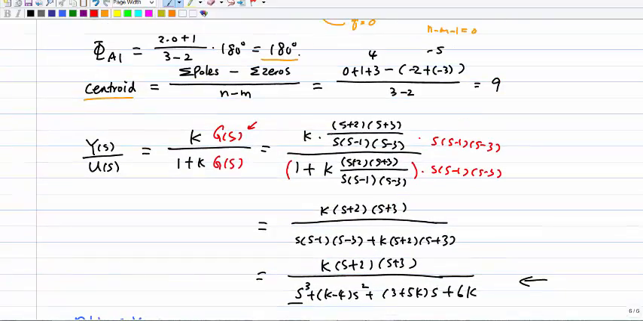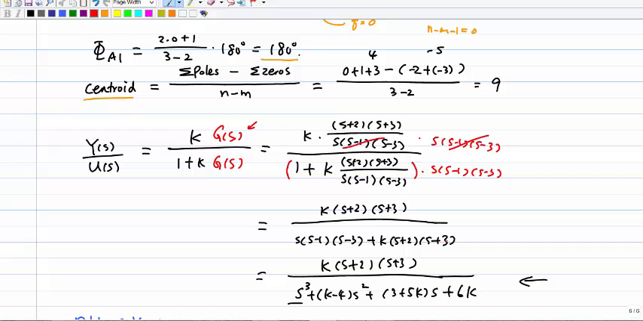So I plug in the new G(s), which is (s plus 2) times (s plus 3) divided by s times (s minus 1) times (s minus 3). If I multiply both the numerator and denominator by s times (s minus 1) times (s minus 3), I end up cancelling out the denominator over here. This will be cancelled out, and also this will cancel out. Of course, you have 1 over here, so you have k times (s plus 2) times (s plus 3) divided by s times (s minus 1) times (s minus 3) plus k times (s plus 2) times (s plus 3).